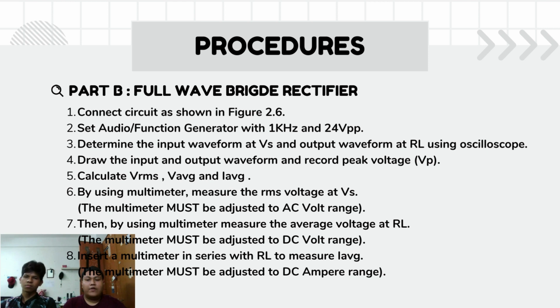Number 5, calculate VRMS, V average and I average. Number six, by using multimeter, measure the RMS voltage at Vs. The multimeter must be adjusted to AC volt range. Number seven, then by using multimeter, measure the average voltage at RL. The multimeter must be adjusted to DC volt range. Number eight, insert the multimeter in series with RL to measure I average. The multimeter must be adjusted to DC ampere range.